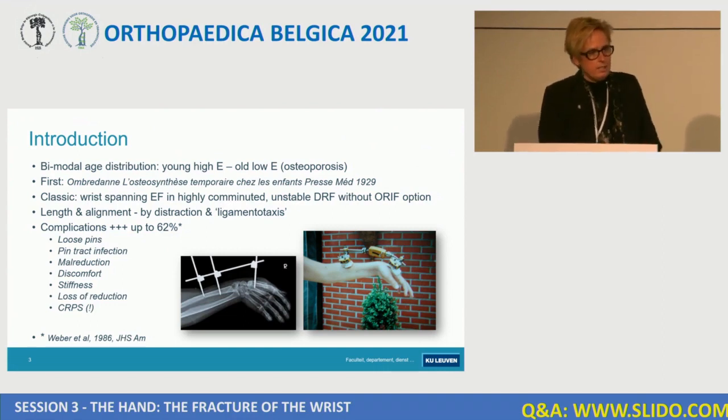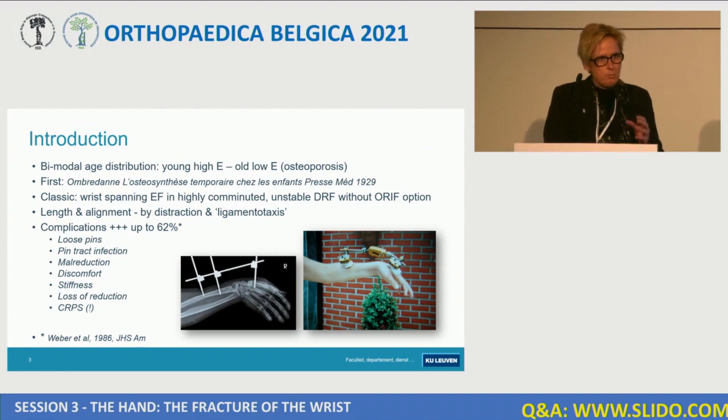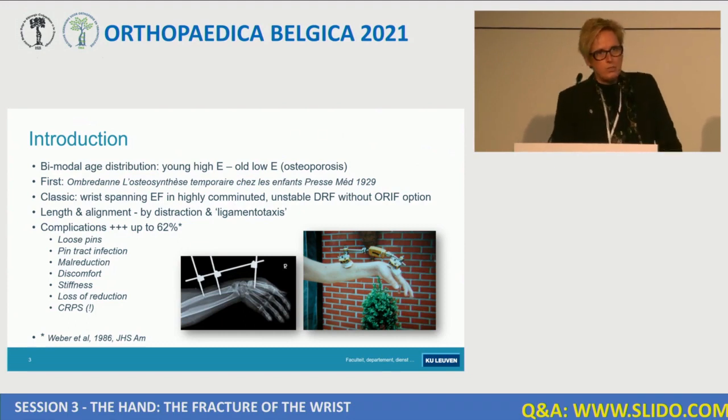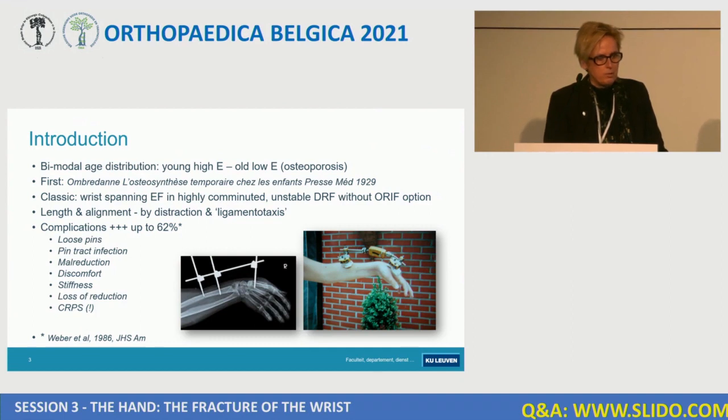So classically, the wrist-spanning external fixator is the most common technique used in highly comminuted distal radius fractures that are believed to be unstable, and that open reduction and internal fixation in those cases is probably not an option. The idea is to regain length and alignment by distraction and so-called ligamentotaxis, although we all know that in terrible traumas the ligaments are probably torn as well.